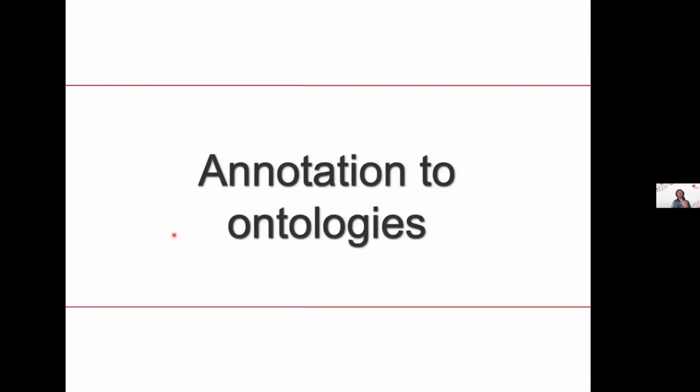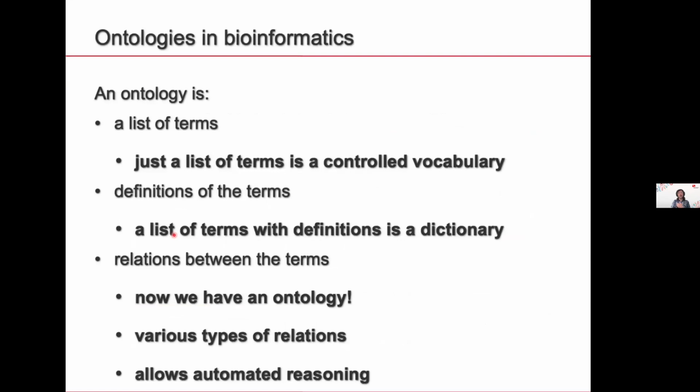And then when we have this data that we have curated and found the metadata, we annotate it in a standardized way. And we annotate to ontologies. What is an ontology? An ontology is first a list of terms, so we agree on what words we use. If you just have a list of terms, you have a controlled vocabulary. Then each term has a definition. If you have a list of terms with definitions, you have a dictionary.